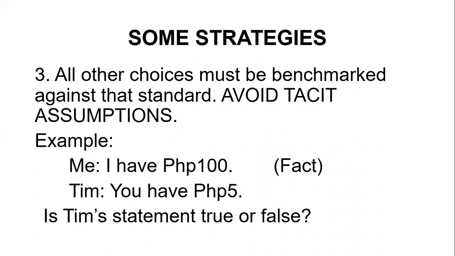Sorry for that one. Okay, so next one is, this will be fast. All other choices must be benchmarked against the standard. Avoid tacit assumptions. To make things simple, when we say tacit, these are some things that you assume that are baseless, that have no basis at all. For example, in simple terms, it's like MU, mutual understanding. For example, if you say about someone, I think he likes me because he's fond of staring at me. Or maybe you would say, I think he has a crush on me because he appears to be sweet, something like that. Those are examples of tacit assumptions.